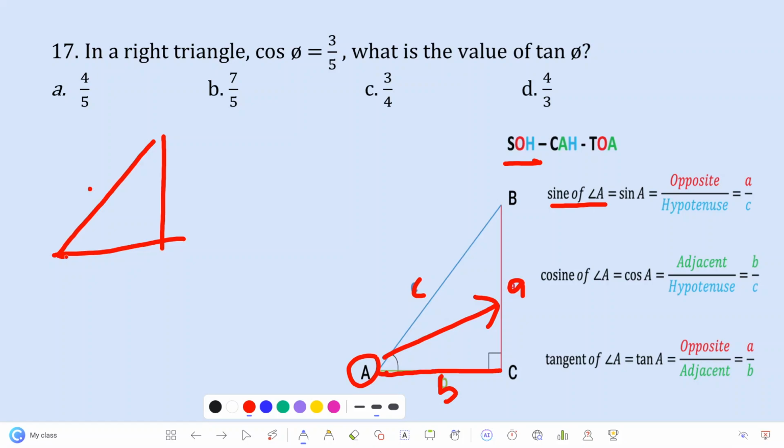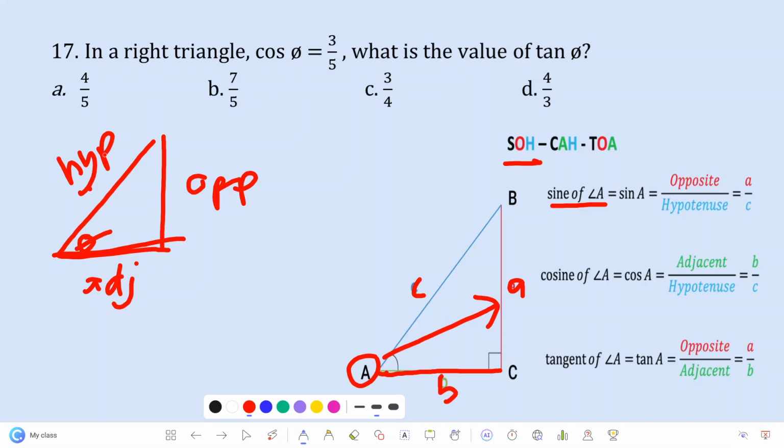Ano ba triangle yan? Okay. So, say for example, this is theta. This is the opposite, this is A, opposite. This is adjacent. This is hypotenuse. Sabi dito, ang cosine theta daw is 3 over 5.